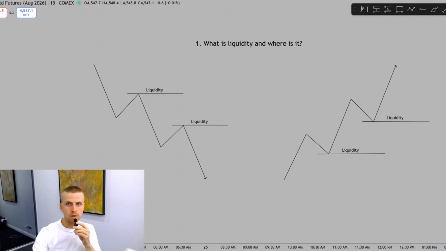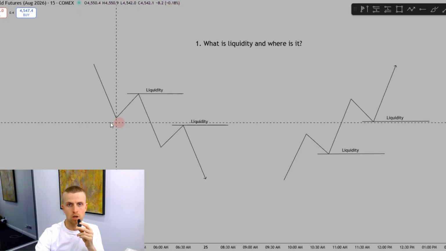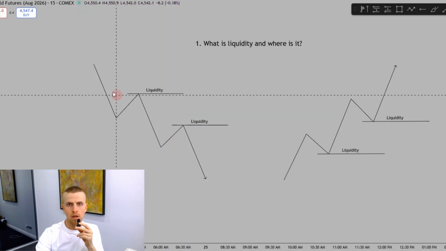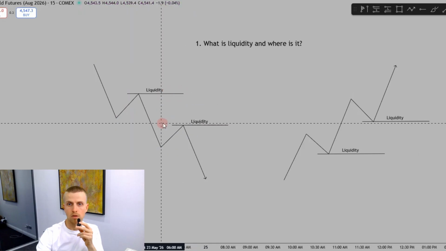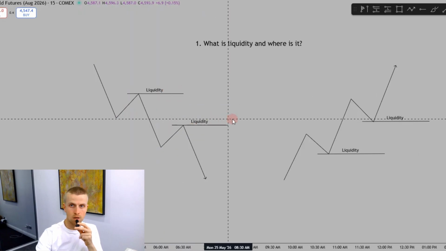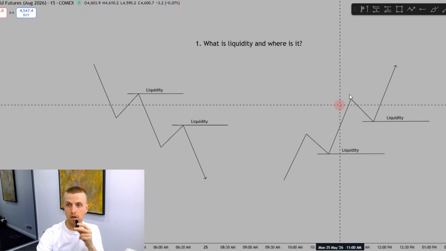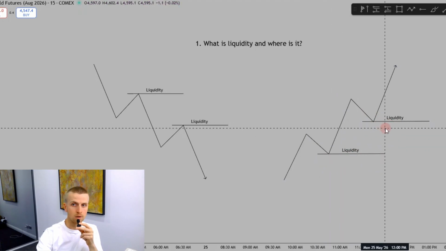All right. So, what even is liquidity and whereabouts does it sit? Over here, we have a downtrend with lower lows, lower highs, lower lows, lower highs. And at the lower highs, that's predominantly where the liquidity is stacked. On an uptrend, we have higher highs, higher lows, higher highs, higher lows. And below the higher lows is where the liquidity is often stacked.